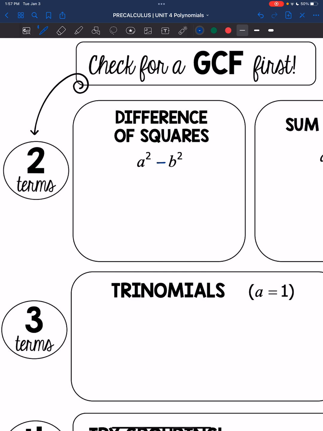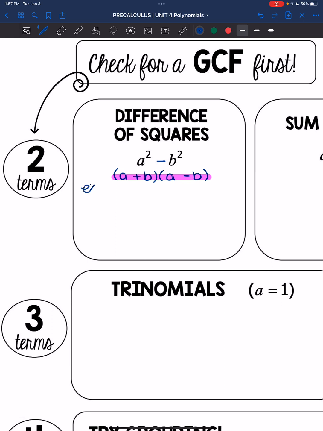And when you factor a difference of squares, the result is always going to be the square root of your first term minus or plus. One of them will be plus, one will be minus, and then the square root of your second term. So let me show you all an example here. Let's highlight that so that we keep it visible.